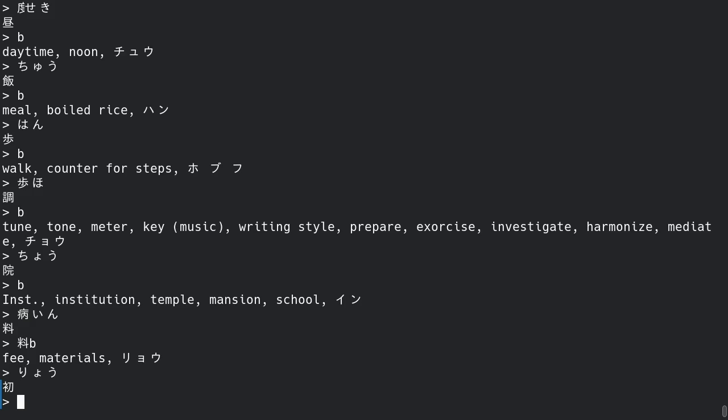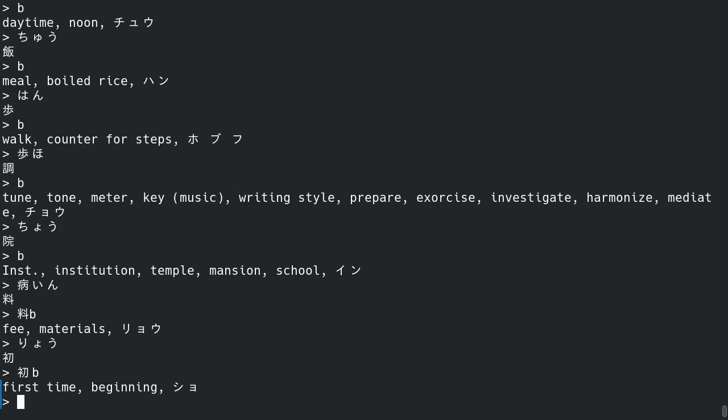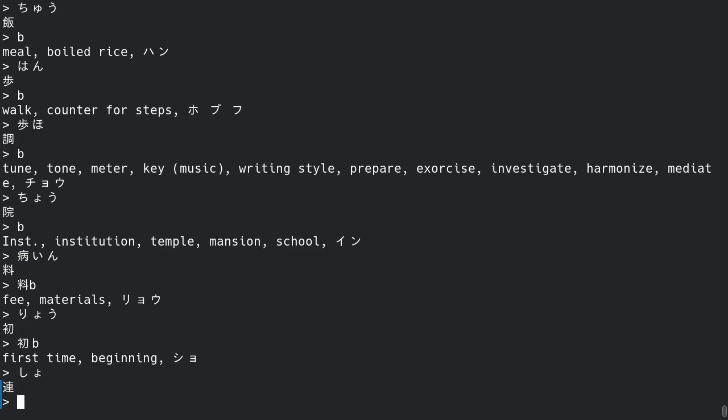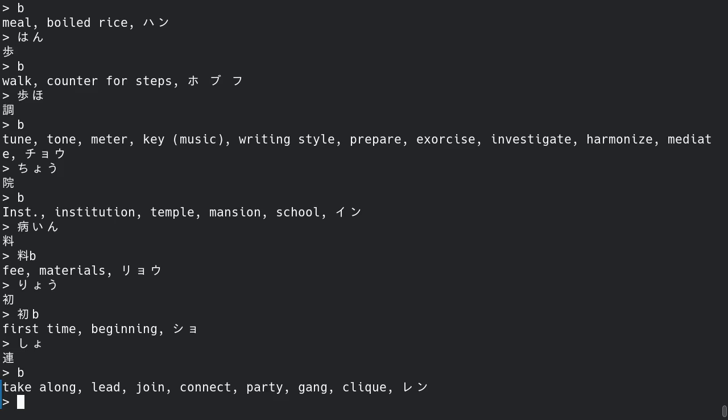Hajime, I think. Pretty sure it's Hajime. That's the kunyomi. Yeah, you can see Hajime. It's the kunyomi, and then the onyomi is sho. And then this one I remember as being together. I forget. Ren. Okay.